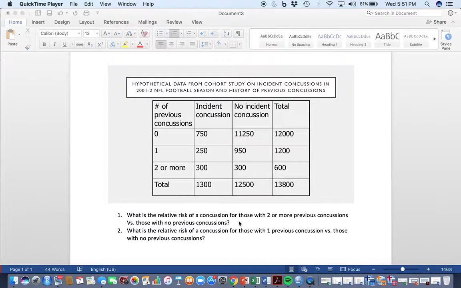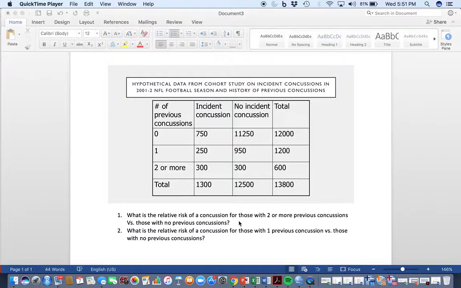So if we remember, our formula for relative risk is just the incidence in the exposed over the incidence in the non-exposed, or even just think about it as a comparison between two groups. So the incidence in group A over the incidence in group B.